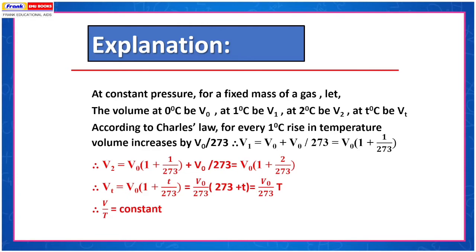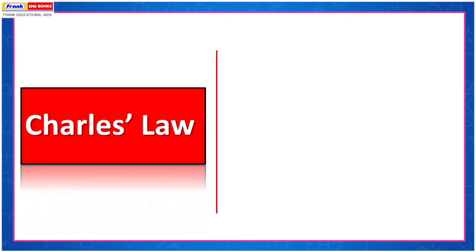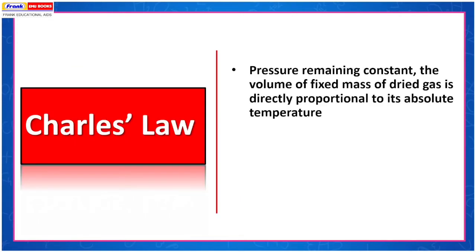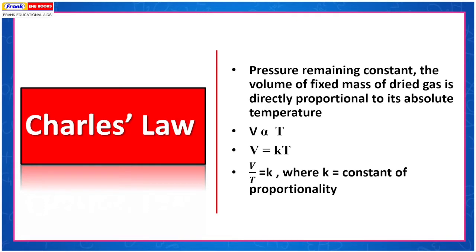Therefore, from here we can conclude that V by T is always constant. Charles' law: pressure remaining constant, the volume of fixed mass of dry gas is directly proportional to its absolute temperature. V is directly proportional to T. V equals KT. Thus, V by T equals K, where K is the constant of proportionality.